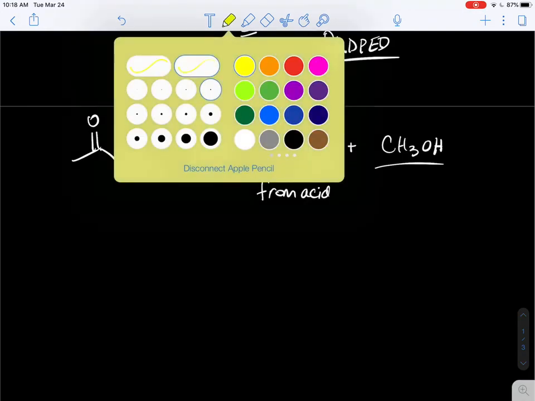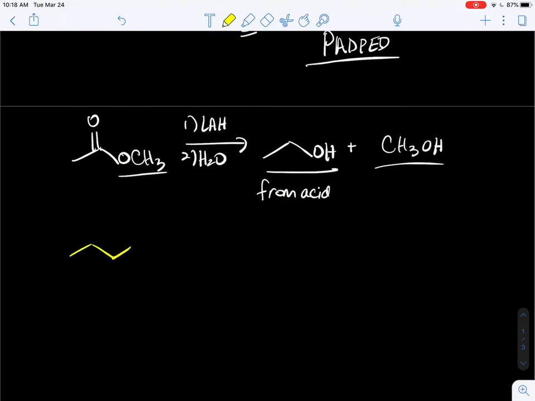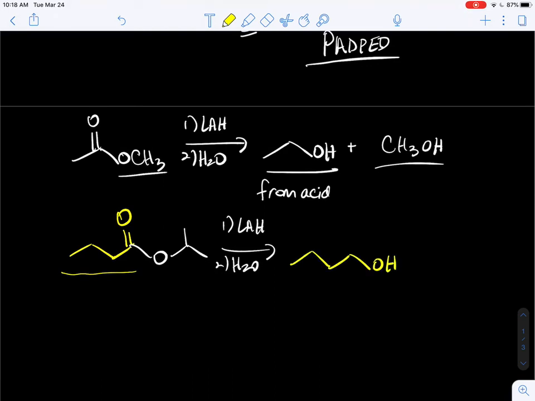So let's look at some other complicated situations. If we have something like this, and we treat this with lithium aluminum hydride, water. I'll draw the product fractions in yellow. So there's 1, 2, 3, 4 carbons. So we have a 4-carbon fragment, primary alcohol. And in white here, we have the other alcohol that's formed. That's going to be isopropyl alcohol. And you can see how the OH is bonded to the middle of this carbon chain, right here.